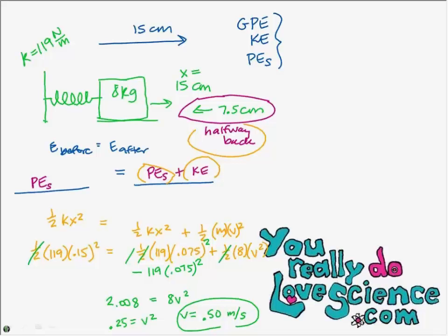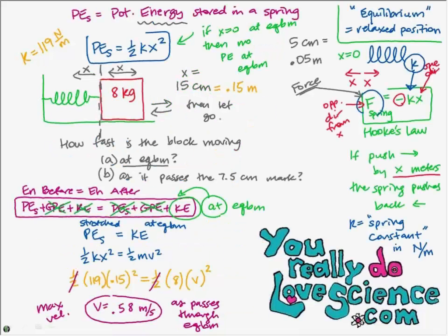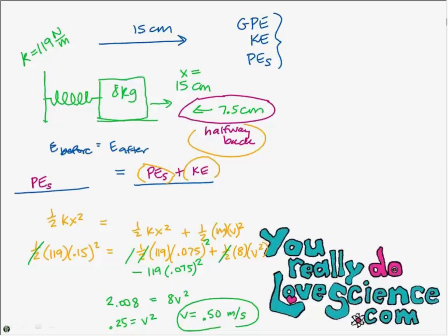Okay. So that's why it sped up to 0.50 meters per second in the first half. But in the second half of the trip, it only sped up another 0.08 meters per second, because that spring really wasn't pulling as hard as it was in the beginning of the trip. Okay, let me give you a couple more formulas.